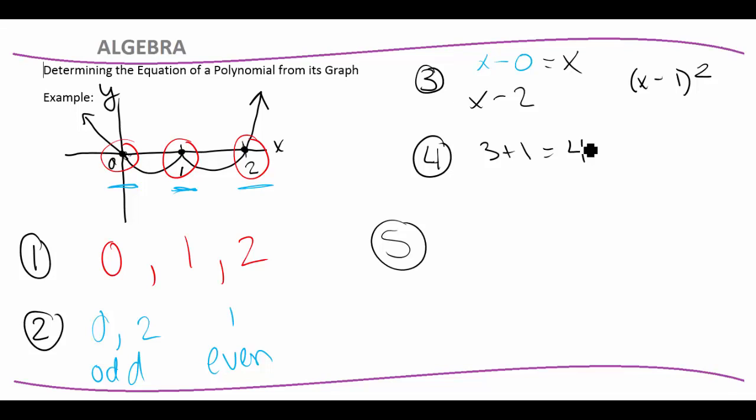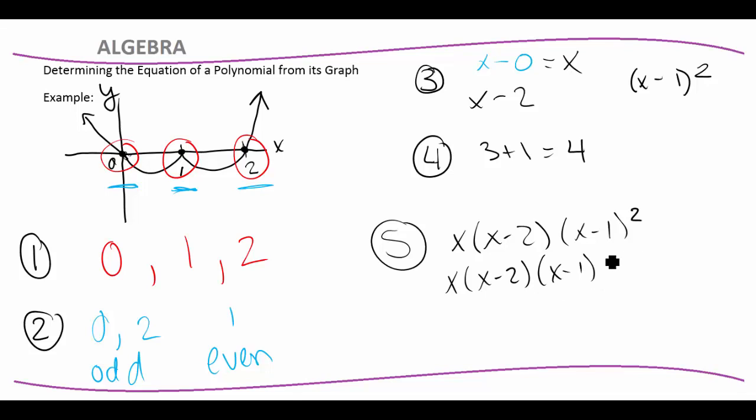And step 5, we're going to actually put our polynomial together. We're going to multiply the possible factors of f of x together. Our first one is x, we have x minus 2 as our second, and x minus 1 squared is our third possible factor. So let's rewrite this as x, times x minus 2, times x minus 1 times x minus 1, because squared just means you're multiplying by itself.